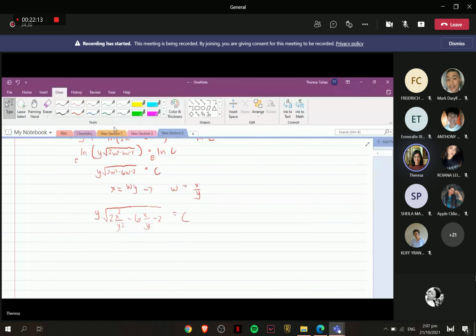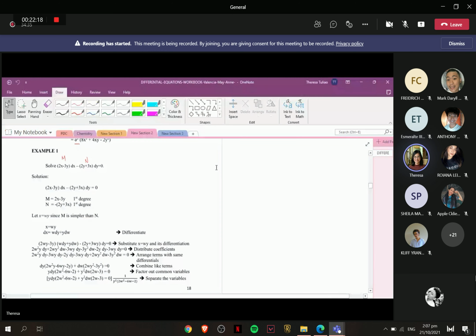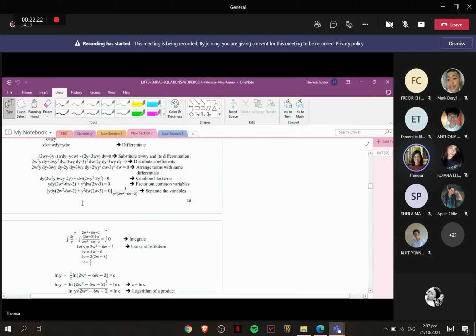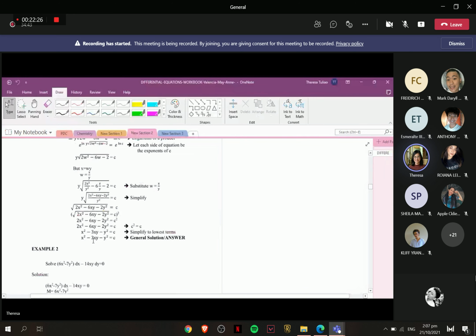And makukuha niyo dapat yung, sana tama tayo, no? Okay? So, in the simplest, lowest terms, okay, ito ang general solution. Okay? So, let's try to summarize the steps that we have done so far.